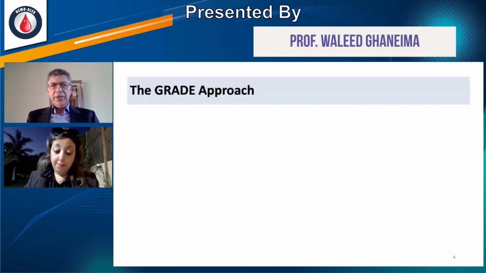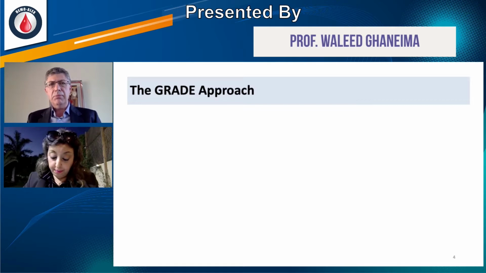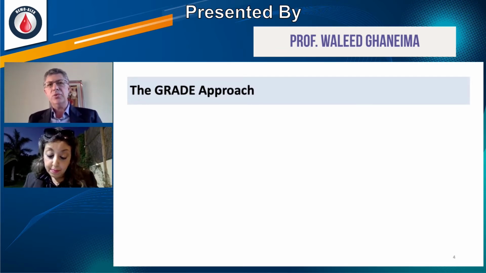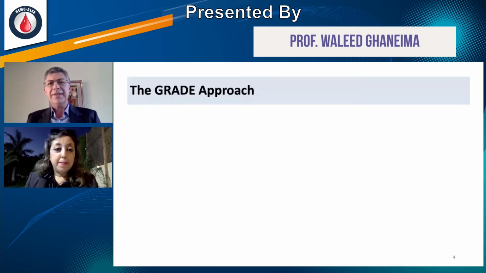The ASH guideline uses the GRADE approach for making the guidelines. It is the most modern and updated approach for guidelines. This is in contrast to the international consensus, which uses the old approach of classifying the strength of evidence, and based on that they make recommendations. So I will tell you a little bit about this approach.